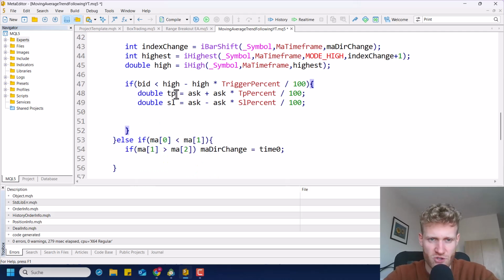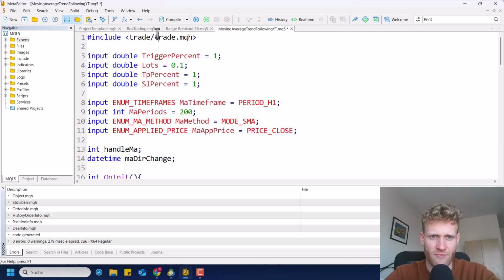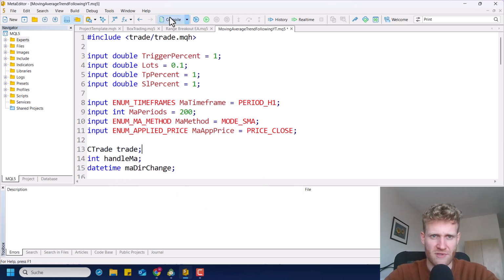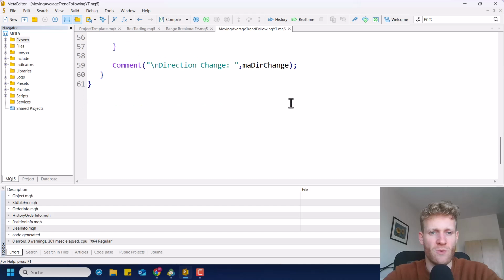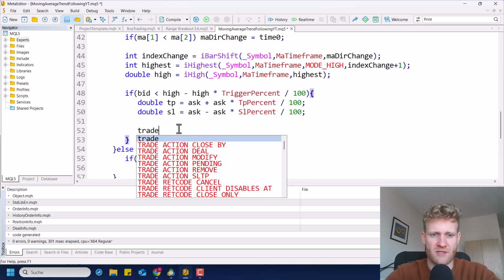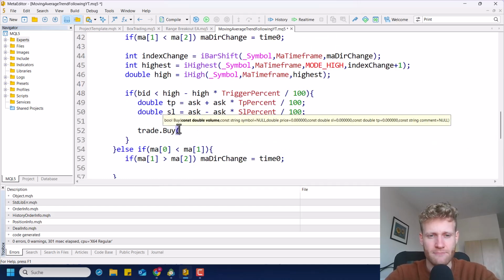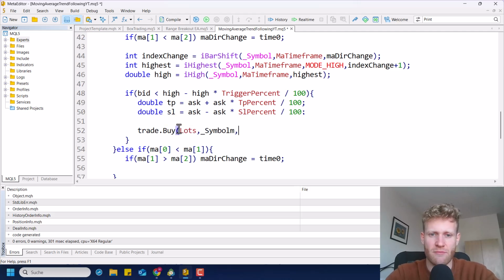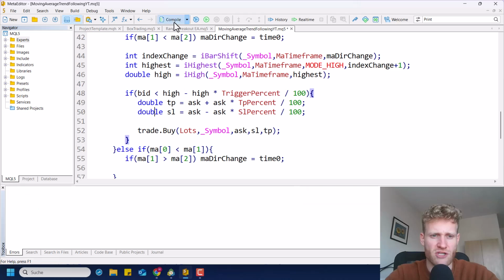And then we can use our trade. We don't have a trade object yet. Then we can use the CTrade class that we included with this file to create an object variable of type CTrade, which we can then use to open positions. So we say trade buy. Volume is just the lot size, symbol is the chart symbol, we open at the ask price, and we provide the SL and TP variables that we just created to have a SL and a TP for our buy position.